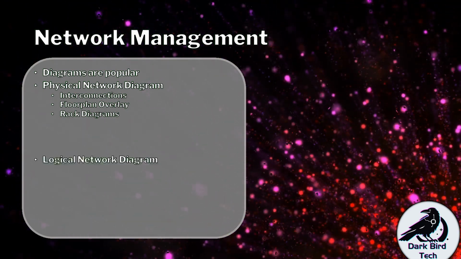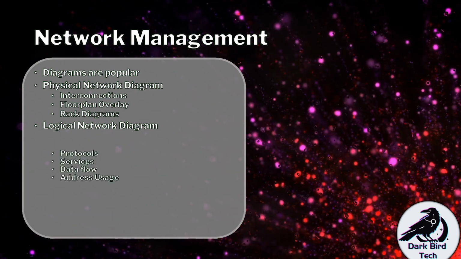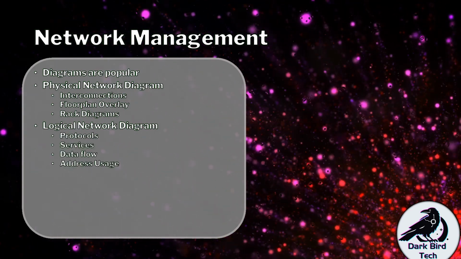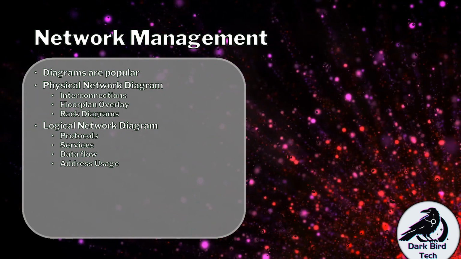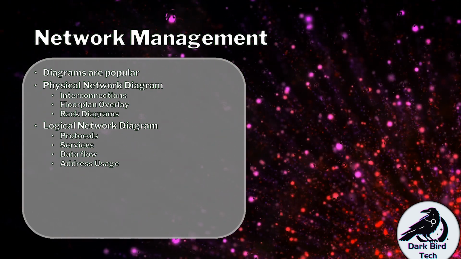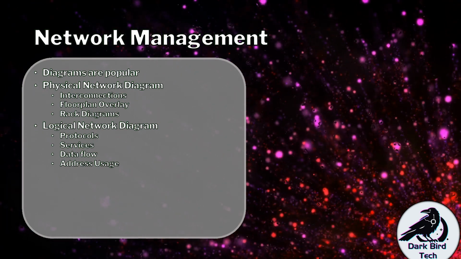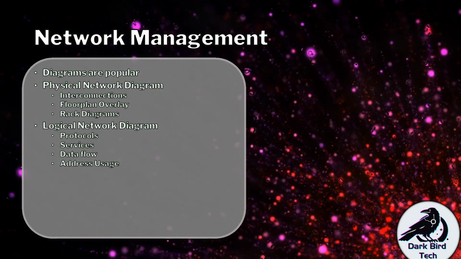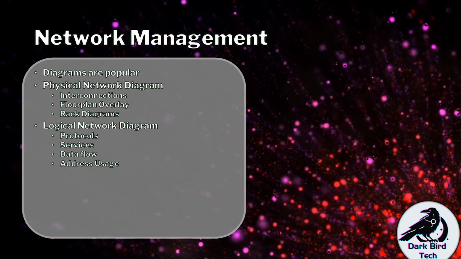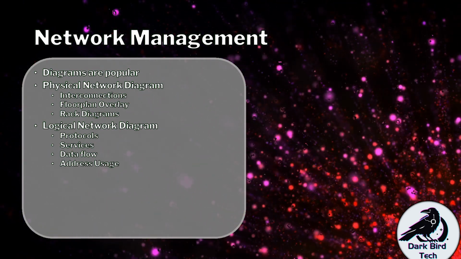Then we'll have logical network diagrams. These will usually cover things like the protocols we're using, the services that run across the network and where they're set up at, and details about how those services are configured on the servers themselves. We'll do data flow diagrams to track how data moves. We'll do address usage diagrams. You name it, you can come up with it.